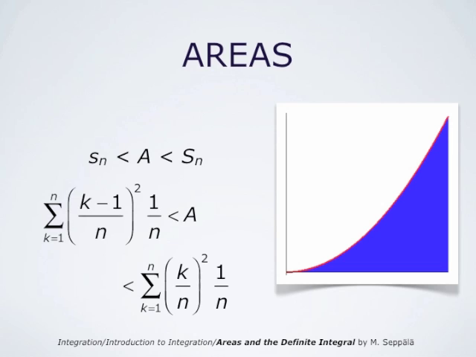And the estimates are: the lowercase s_n is the summation k from 1 to n, ((k-1)/n) squared times 1/n. This is less than the actual area of the blue domain, and the area of that domain is still less than capital S sub n, that is the summation k from 1 to n, (k/n) squared times 1/n.